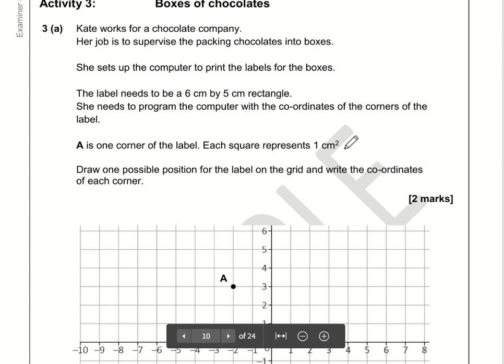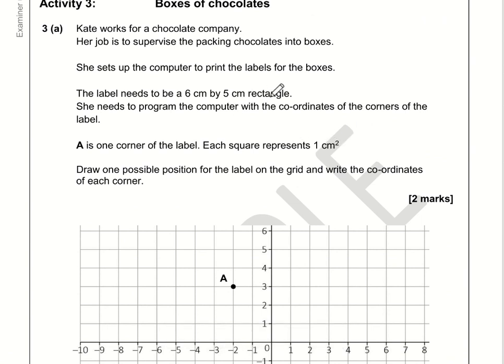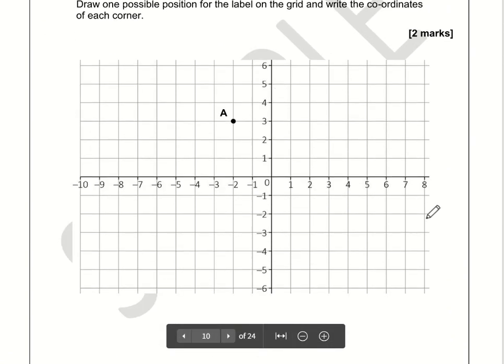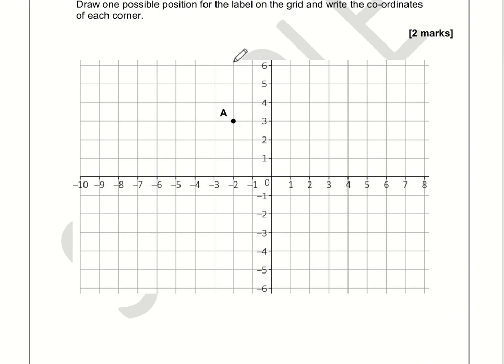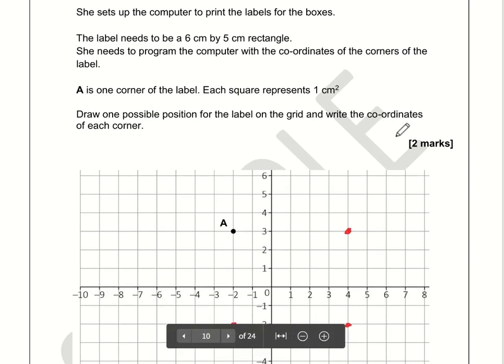So we need to do a 6x5 rectangle. So nice and easy. I'm not going to go upwards because that would take me off the grid. So 1, 2, 3, 4, 5, 6. 1, 2, 3, 4, 5. Okay, so what do we need to label?